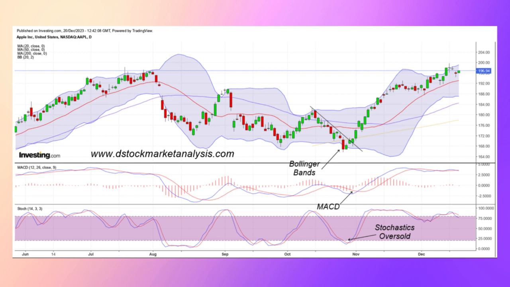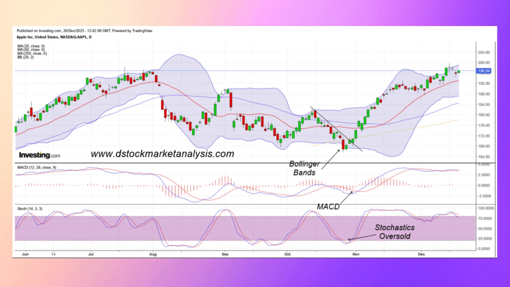And the MACD also supports the fact that the stock is ripe for a bullish reversal. You can see the MACD histogram shortening. When it shortens, it means that the bearish momentum is slowing down. And when it crosses back above the zero, this is where the MACD lines give a bullish buy signal, and it supports the thesis that the stock is going to rise soon.